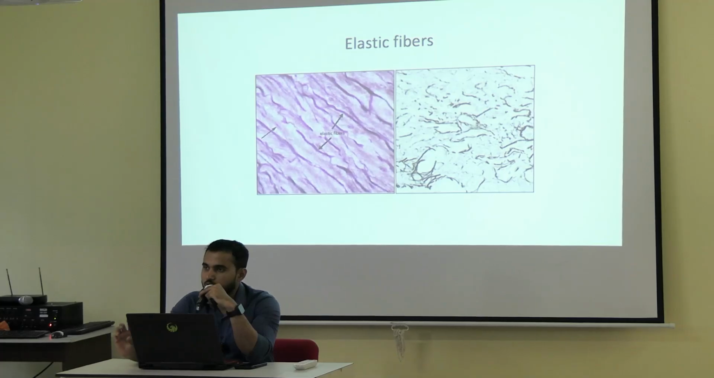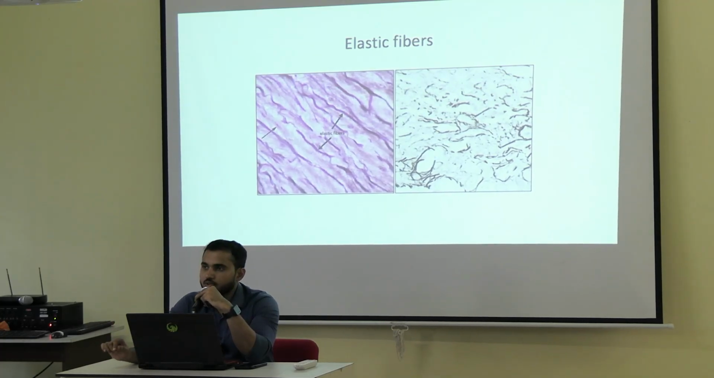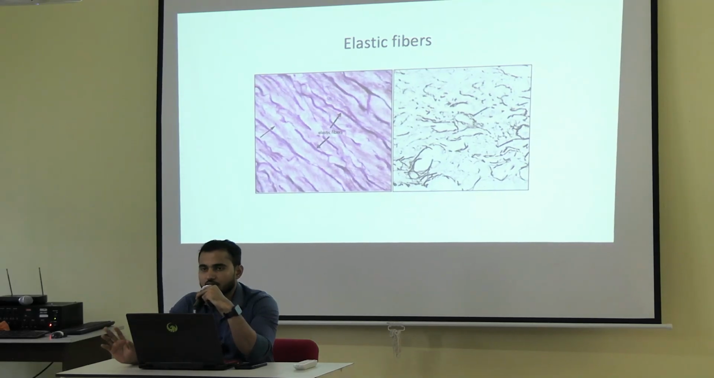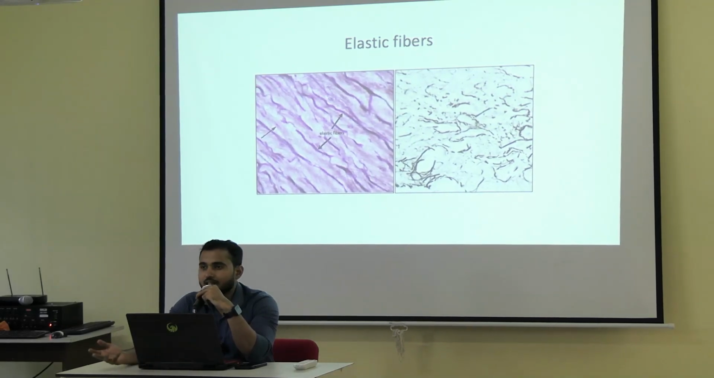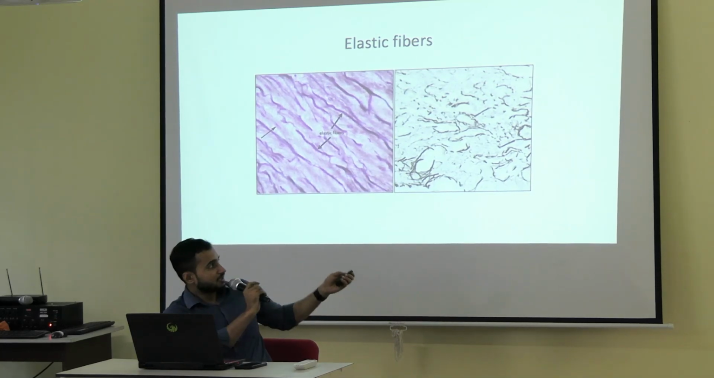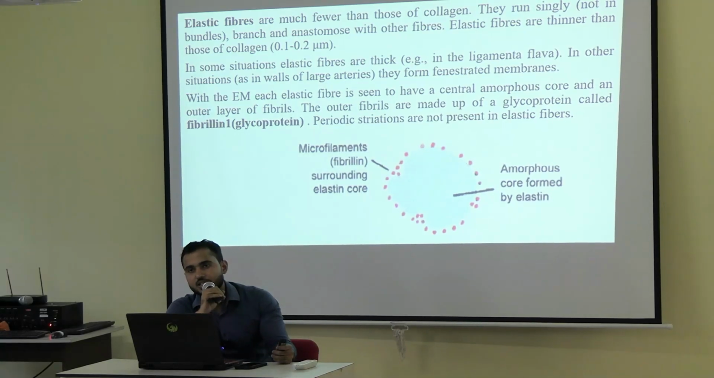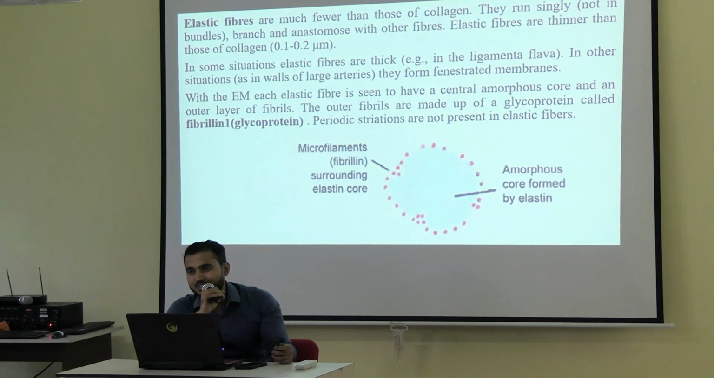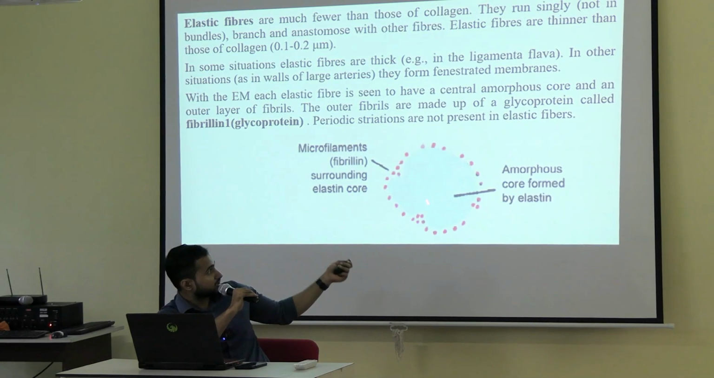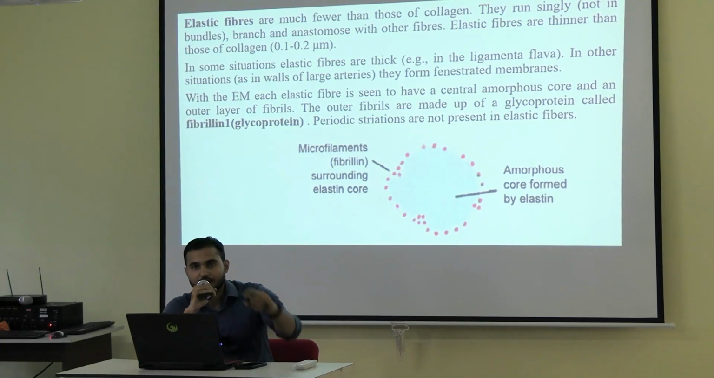Next, suppose so bundle नहीं है तो you can take one elastic fiber. So suppose you have taken one elastic fiber and you produce an image under electron microscope. तब क्या दिखाई देगा? What exactly you can see? So first of all, you can see a central core, central amorphous core, which is made up of a protein, and that is called elastin.